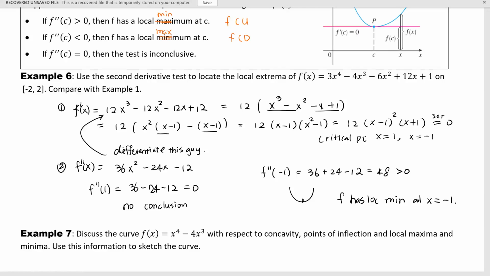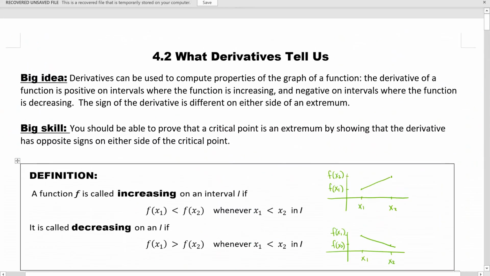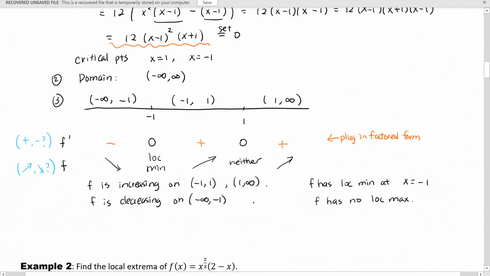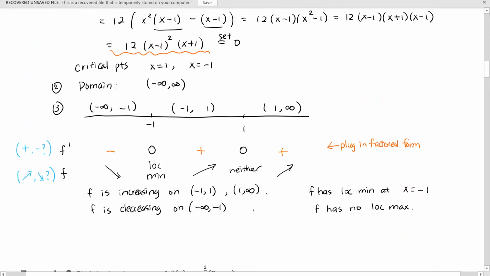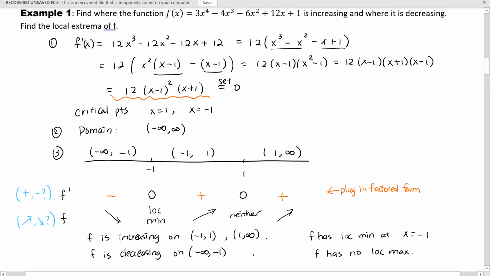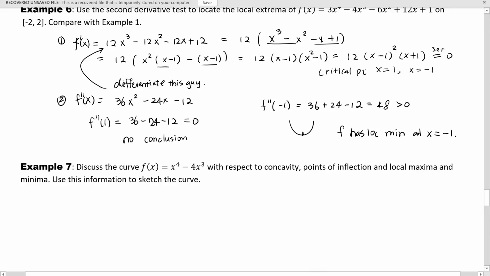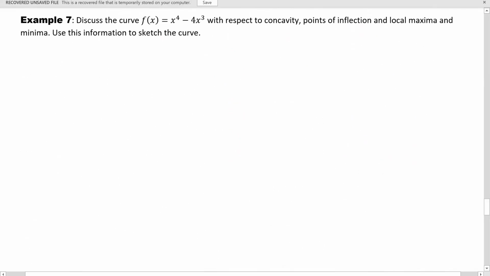All right. Let's check our answer from example 1. Okay. So example 1, you see, we actually have the local minimum at minus 1, and 1 is neither. Okay, so we can get this result from the first derivative test. And here, with the second derivative test, we can know one of them is local minimum, but for the other one, the test is inconclusive.